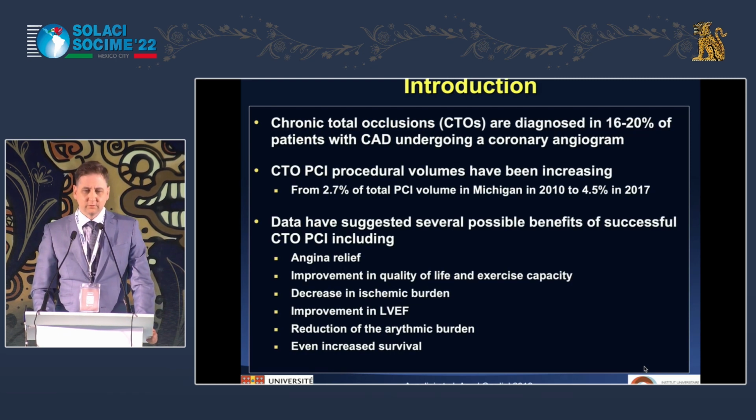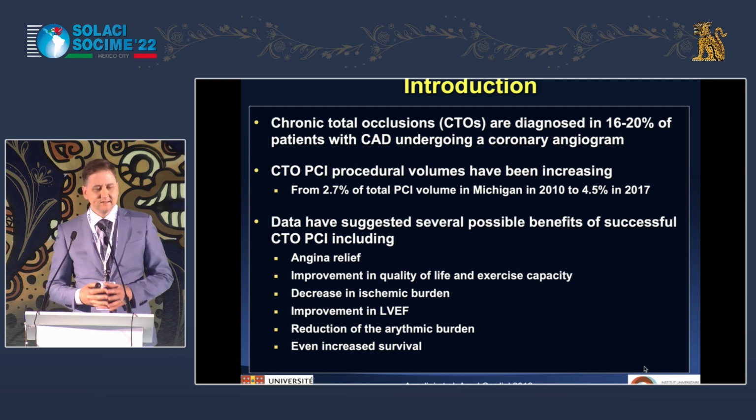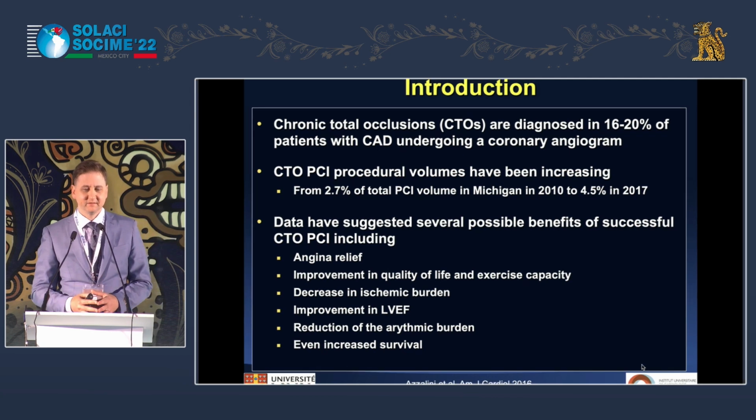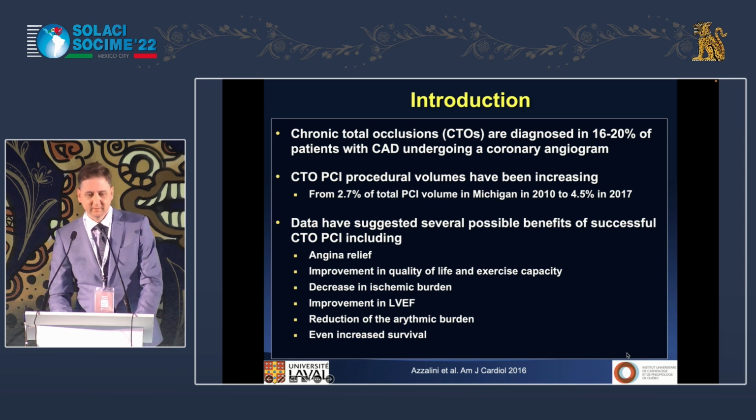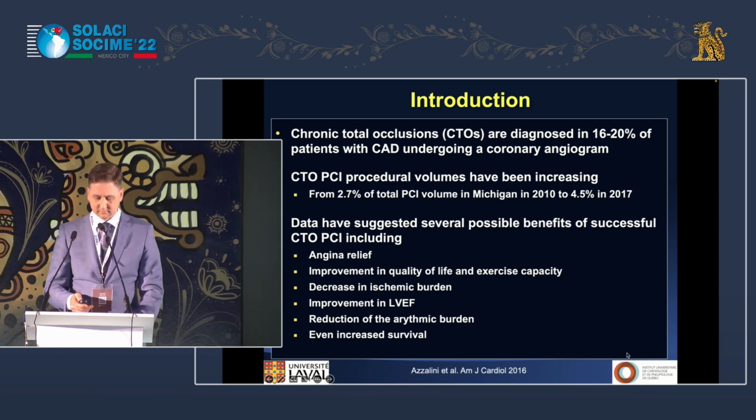As you probably know, CTO are diagnosed in 16 to 20% of patients with coronary artery disease undergoing a coronary angiogram. And CTO PCI procedural volumes have been increasing over the last few years, from 2.7% of total PCI volume in Michigan in 2010 to 4.5% in 2017. And data have suggested several possible benefits of successful CTO PCI, including angina relief, improvement in quality of life, decrease in ischemic burden in LVEF, reduction of the arrhythmic burden, and even increased survival.